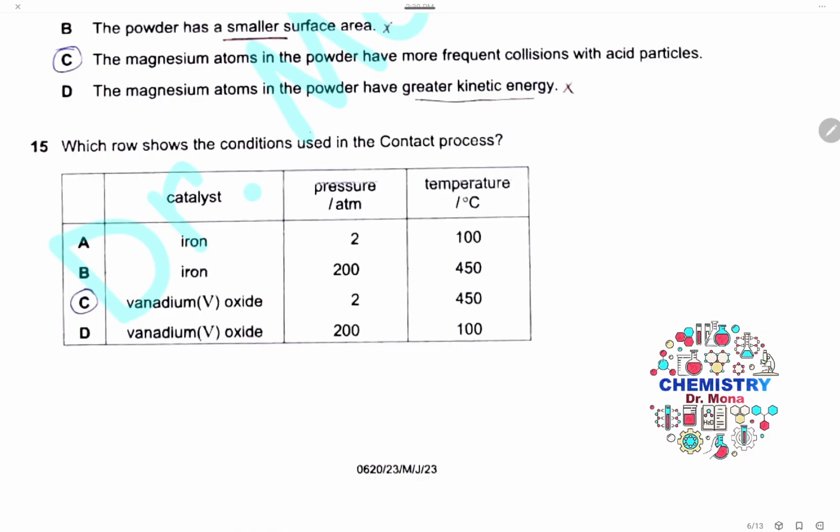Which row shows the conditions used in the contact process? As we know, in the contact process, the catalyst is vanadium pentoxide, and we need 2 atmospheric pressure with a temperature of 450 degrees Celsius. So the answer is C.